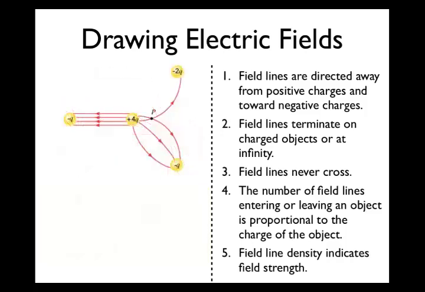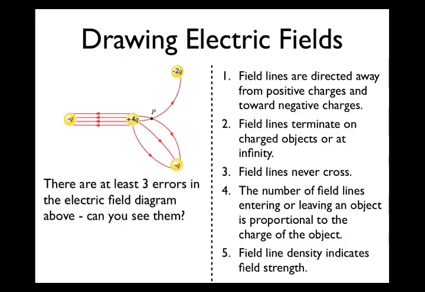So, given those rules, here's a question to think about. There is an electric field line diagram, but there are at least 3 errors in the electric field diagram above. Can you see what they are? And I would encourage you to pause the lecture at this point and see if you can figure out what all 3 errors are.